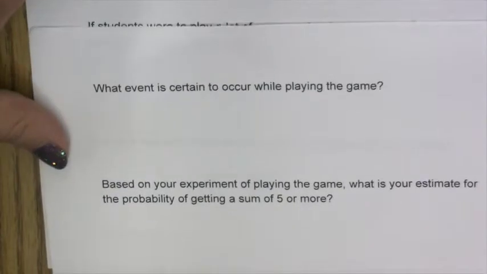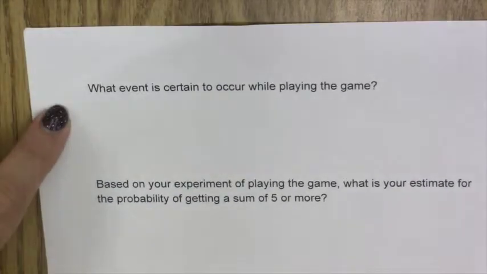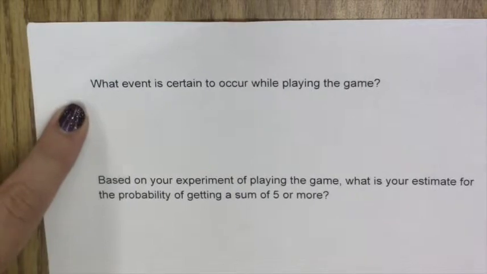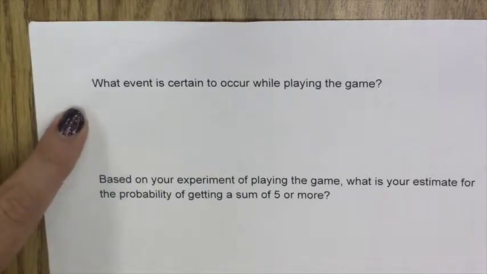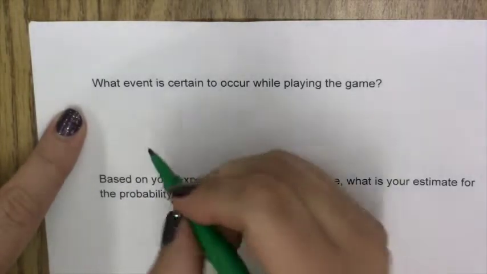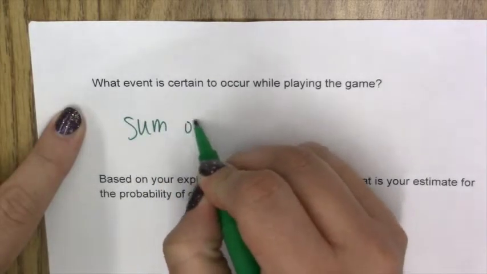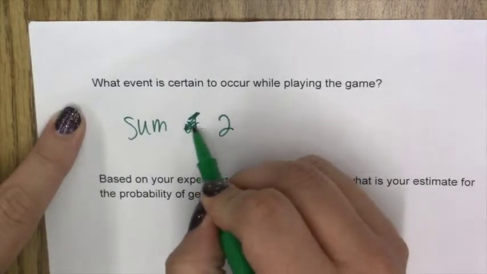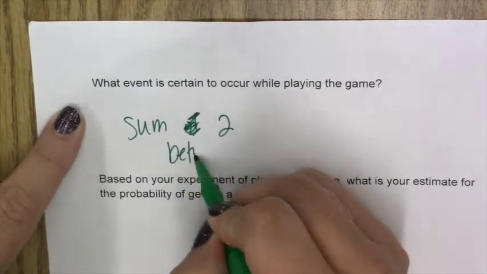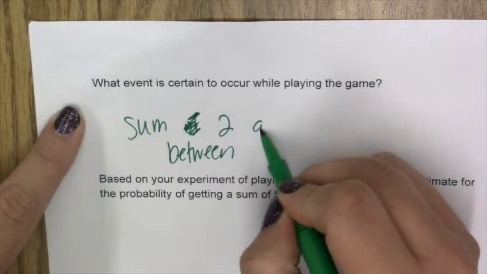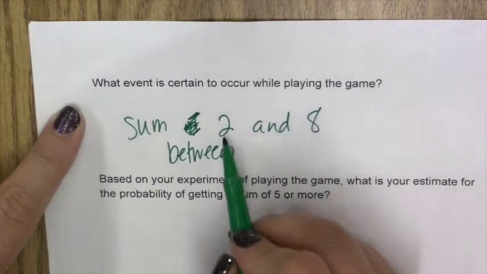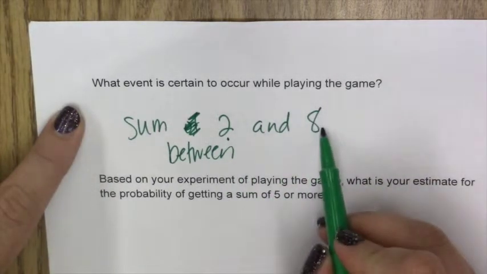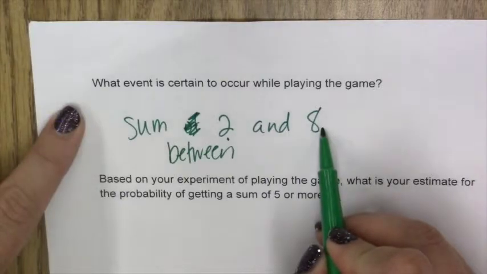All right. Let's move this paper. Which event is certain to occur while playing the game? So we're talking about the sums of the numbers. If we look at all of the possible sums and we want it to be 100% a possibility, we could say getting a sum of 2, because that's the lowest. Or let's change this word up: a sum between 2 and 8, because this is the lowest sum you can get and this is the highest sum you can get.